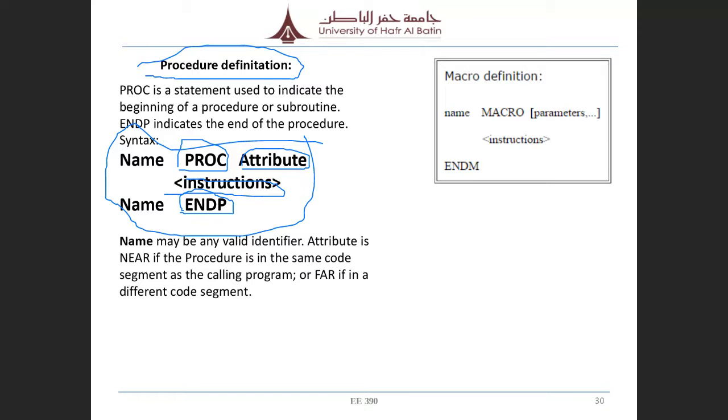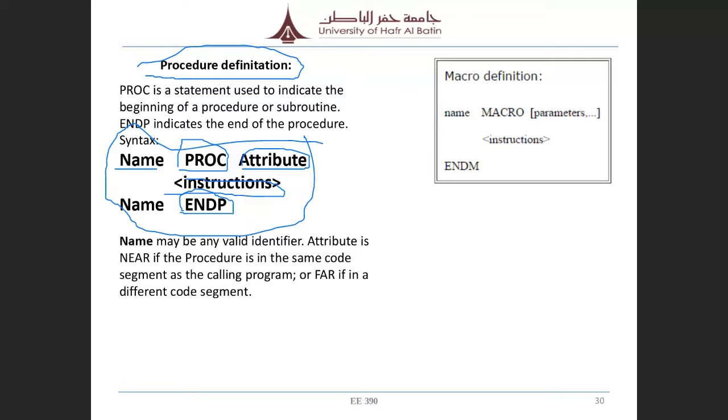Or we can write it in a simple way also, like I have shown in the delay subprogram, or the delay procedure, where we do not write the name, PROC, far, or near. But in general this is the format for the procedure: name, then PROC, and then the attribute. Attribute may be near or far, and then in the middle we have some instructions, then at the end we write the ENDP, P for procedure.